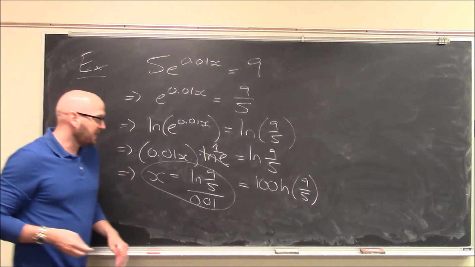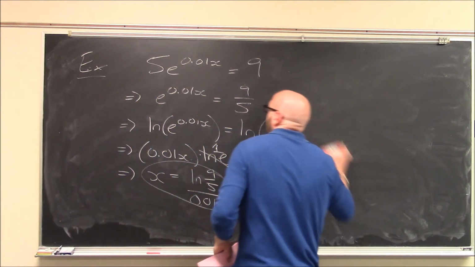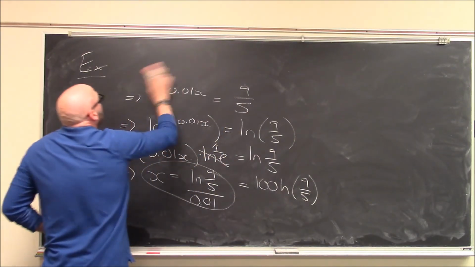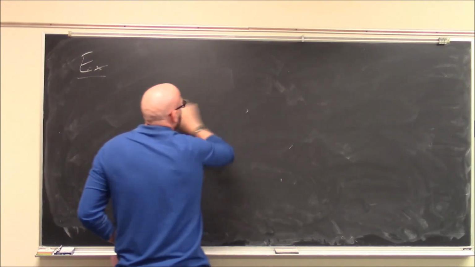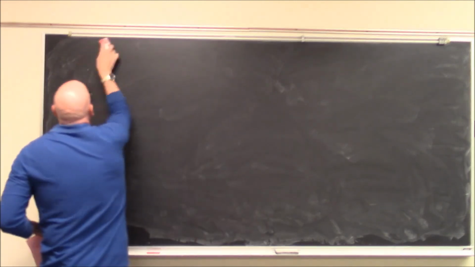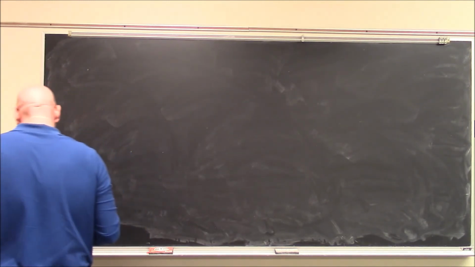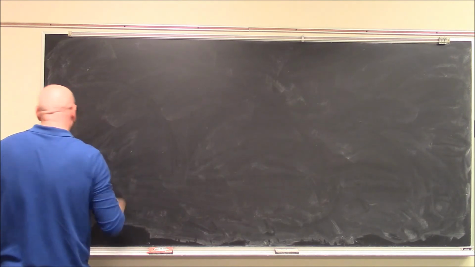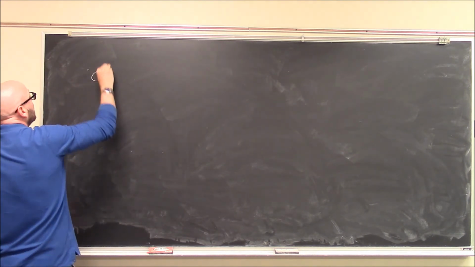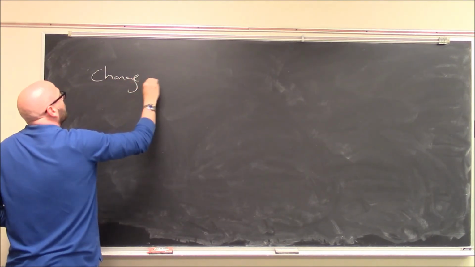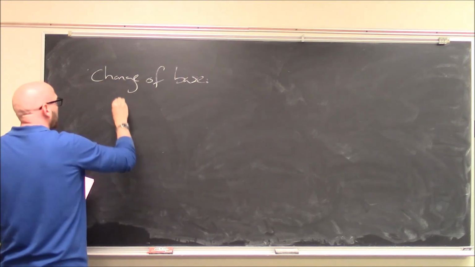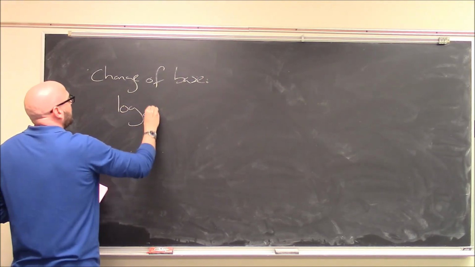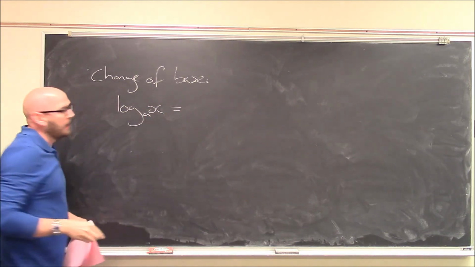I will say one more very quick thing. I don't think it pops up in any of the homework questions, but it is nice to know. It's the so-called change of base formula. So I'll mention it very quickly. We won't do anything with it. Change of base is the following. So if I have log to the base a of x, I can change the base.